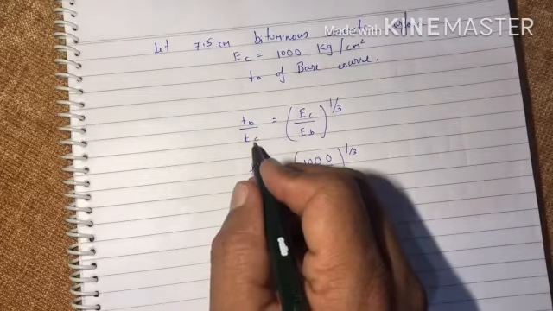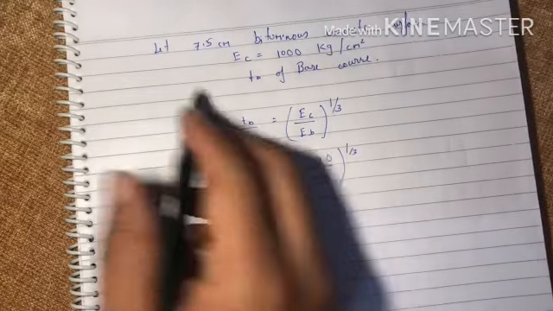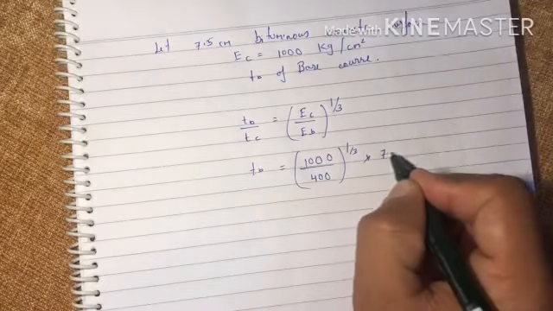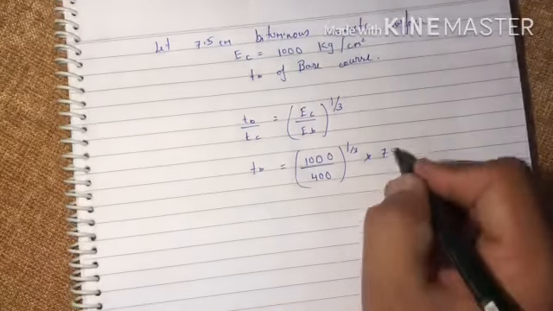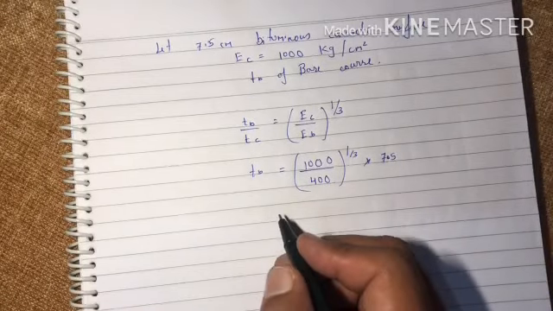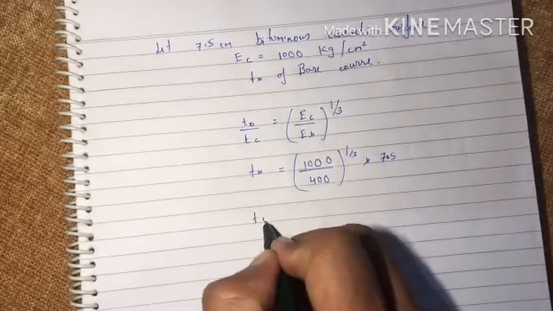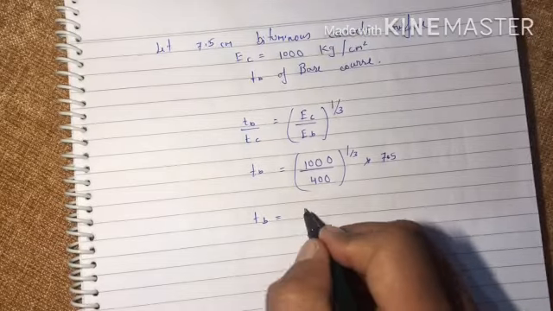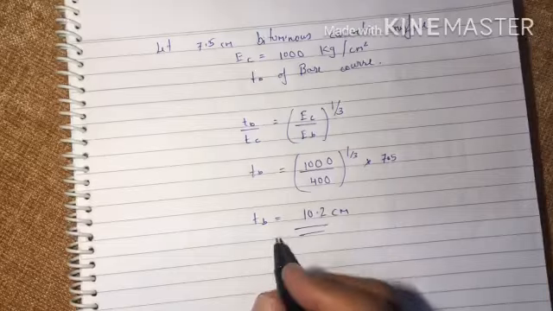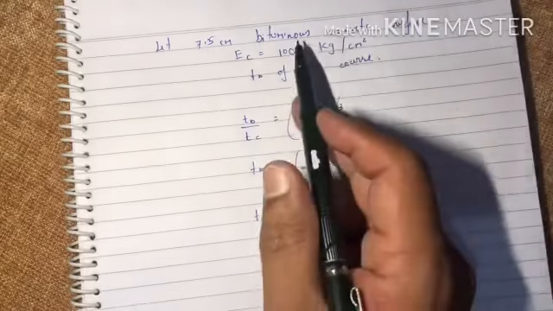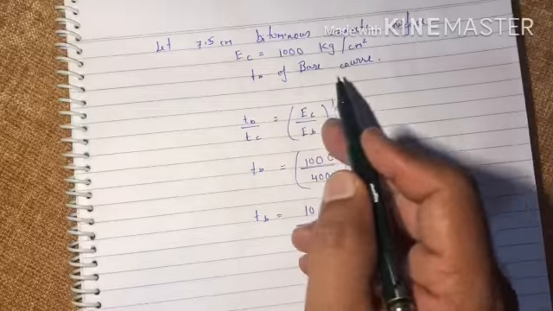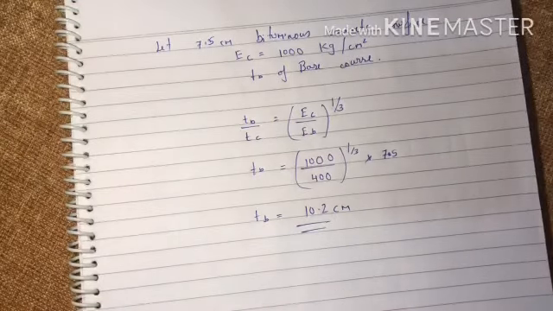Now we know this particular thickness value of 7.5 centimeter is given. So taking this value of TC as 7.5, we can find out TB is equal to 10.2 centimeter. So we have found out the bituminous concrete surface equivalent to base course. This value we have got.